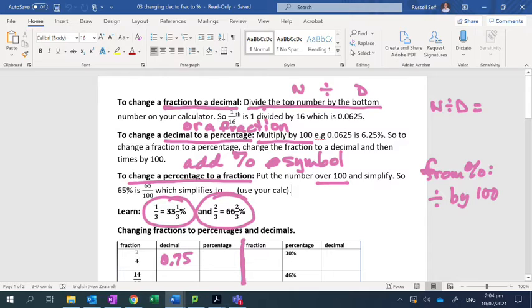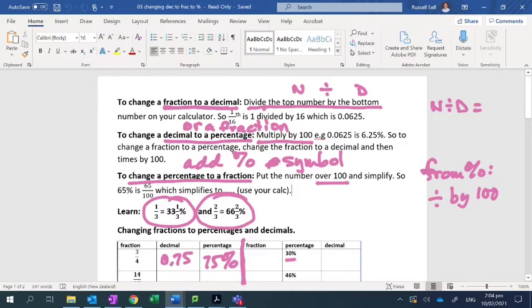To convert that to a percentage, I need to take 0.75 times what? 100. And what do I get? 75, and make sure you add the percent symbol at the end. Okay? Super easy day for you guys, right?